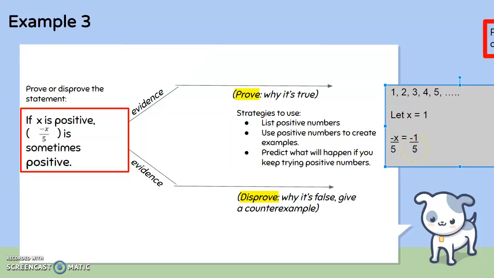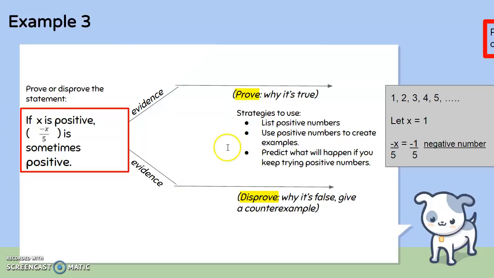Negative 1/5 is negative, obviously. So is this evidence to prove or disprove our statement? Well, let's take a look. If x is positive, so if x is 1, then the opposite of x over 5 is sometimes positive. Well, if x is 1, then the answer is negative. So no, that's not true. But it doesn't say it has to be positive all the time. It just says sometimes it has to be positive, right? So just sometimes it has to be.